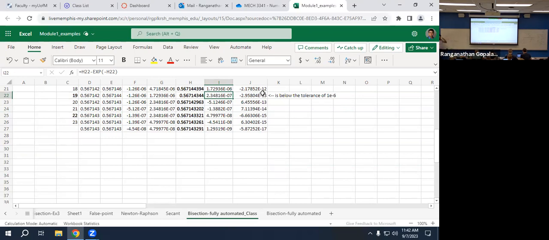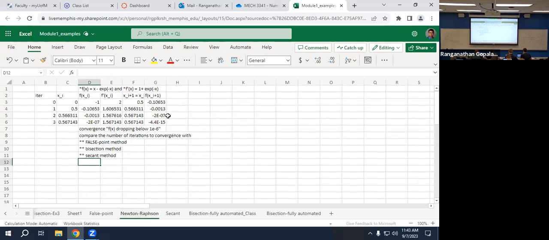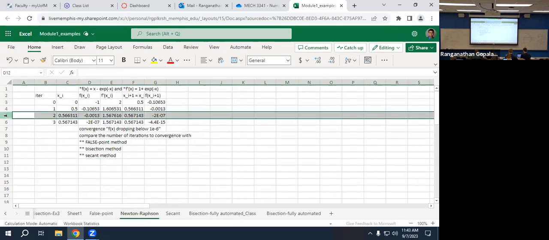Just to contrast, the bisection method for the same problem with a tolerance of 1e minus 6 converges in 19 iterations. Remember the number 19. Okay. You go to Newton-Raphson, the same problem converges in only 2 iterations. So in terms of speed, you can already see Newton-Raphson performs much better than the bisection method.